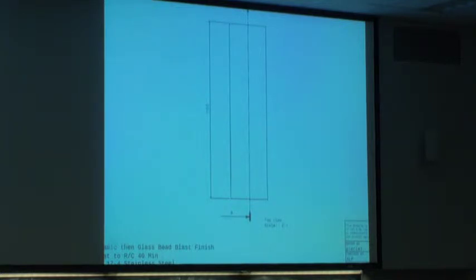Oftentimes, you'll see in the title block a default tolerance. So they'll say, if I don't put anything there, here's what the tolerance should be. I didn't do that in this case, so this is impossible to make, okay? This would be saying this has to be exactly 100, which you can't do, okay? So as long as you have a precise enough measuring device, you can never make something to a perfect dimension. That's why we specify a tolerance band, okay?